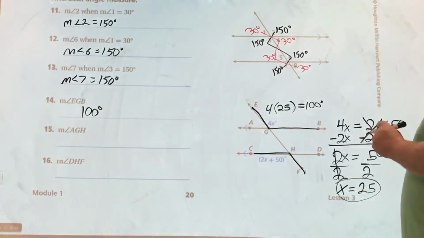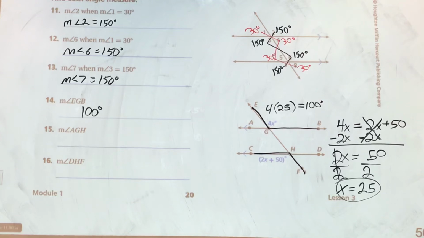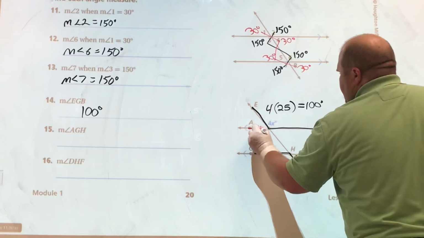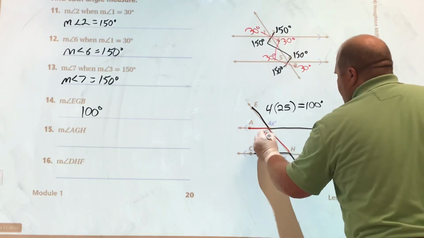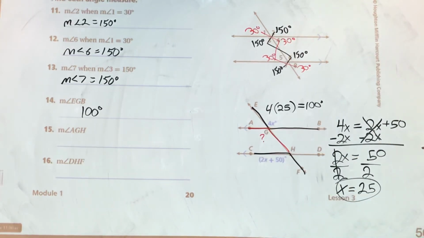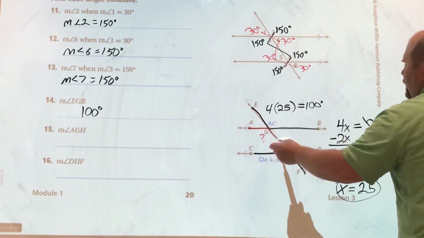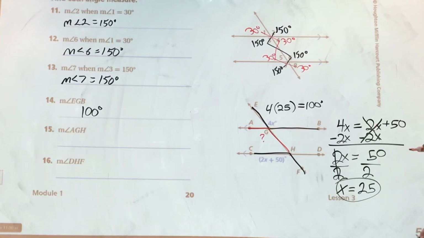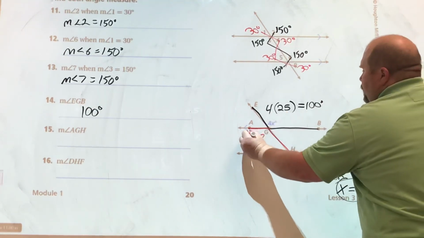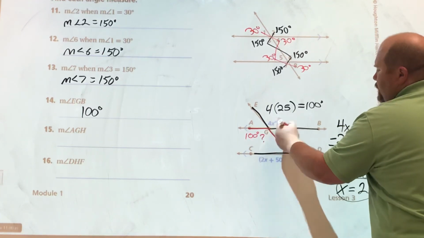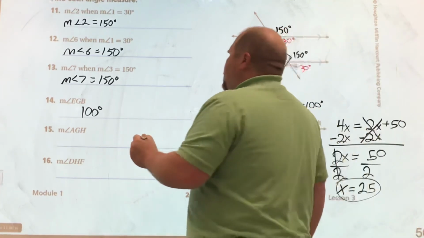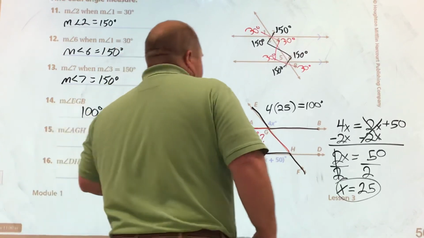All right, problem number 15, angle AGH. So A to G to H. They're asking about this angle right here in red. Well, what do we know about these two? They are what type of angle, what type of relationship? You may be saying congruent. You're right, they're congruent. And the actual angle relationship name is vertical angles. They are congruent, they do match. So that would mean that this is 100 degrees. If this one's 100, so is this one. So the measure of AGH is 100 degrees.